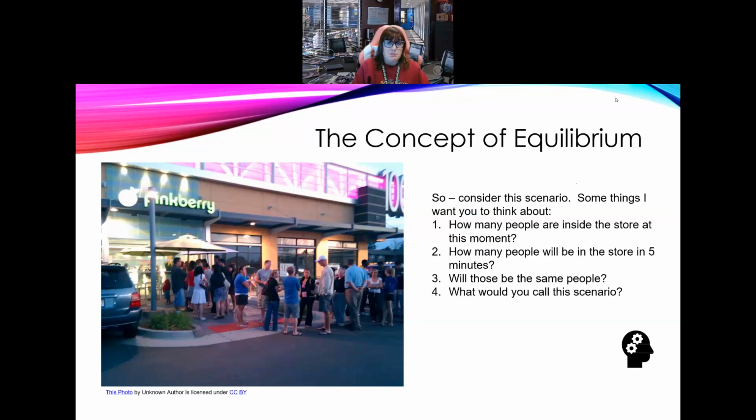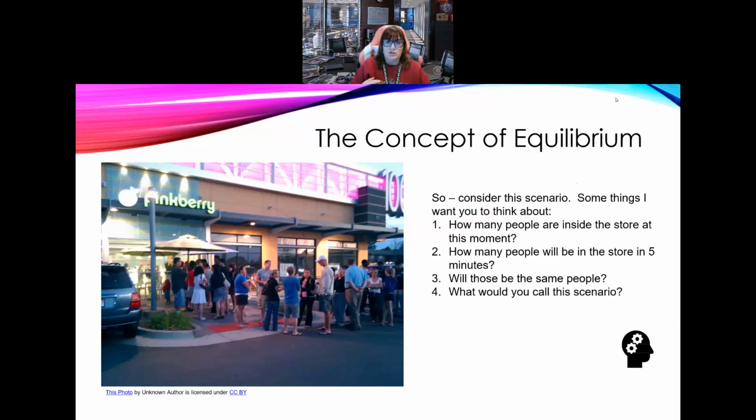Okay. Will they be the exact same people? Probably not. And what would I call that scenario? Well, in my head, what I see is that there's a number of people inside and a number of people outside. The number of people inside is fairly constant, but there are people going in and out all the time. And I would typically call that a steady state. We often hear that phrase used, steady state, okay? And this is a fairly common thing for us to see.